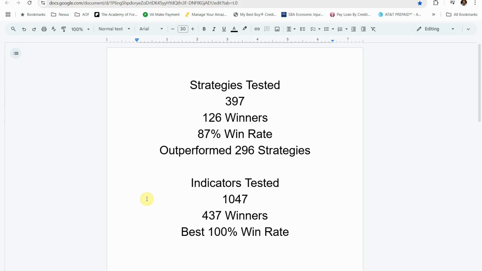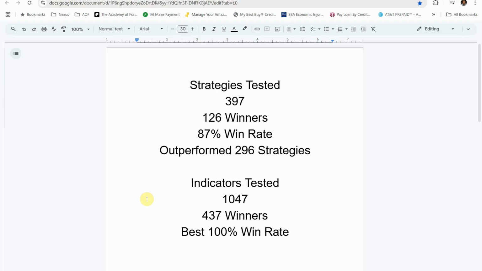Alright, as I said, today we will be testing a Forex scalping strategy. Before we do though, I wanted to put the testing scoreboard up for everyone to see. To date, we have tested a total of 397 different strategies, with 126 of them being winners. The best one so far was able to achieve an 87% win rate. That was achieved using the Academy of Forex indicator.